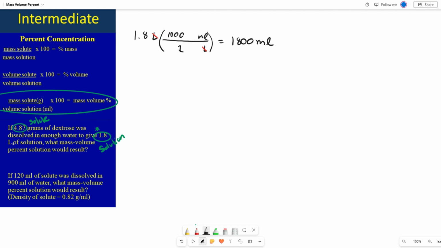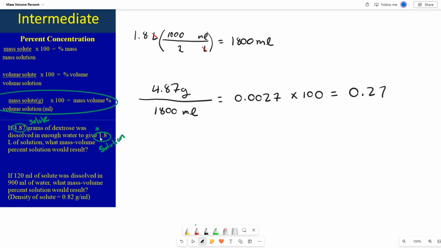All right, so now we have our solution in milliliters and our solute in grams, so we can do this formula here. We have 4.87 grams divided by 1,800 milliliters of solution. If we take 4.87 divided by 1,800, we get 0.0027. And then we have to multiply that by 100 to get it into a percent, which gives us 0.27% for our mass volume percent. Okay, so that's the answer to the first one.